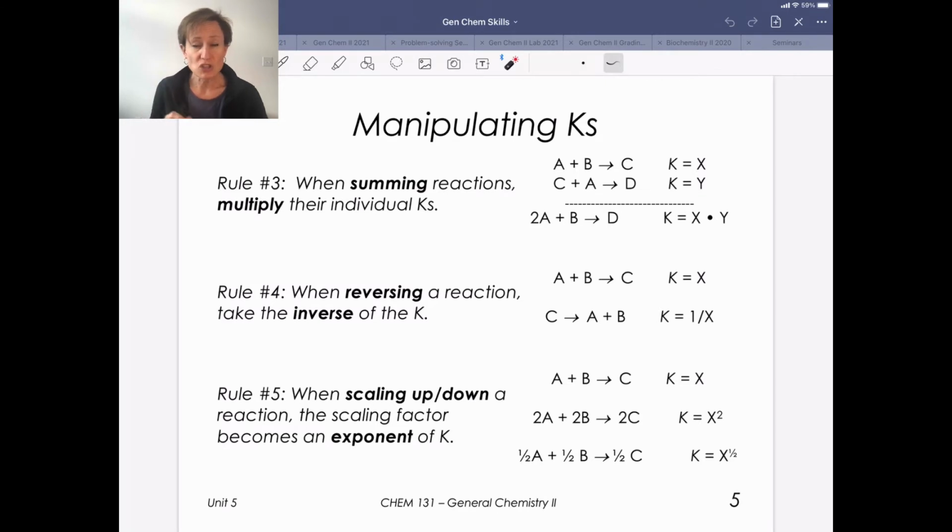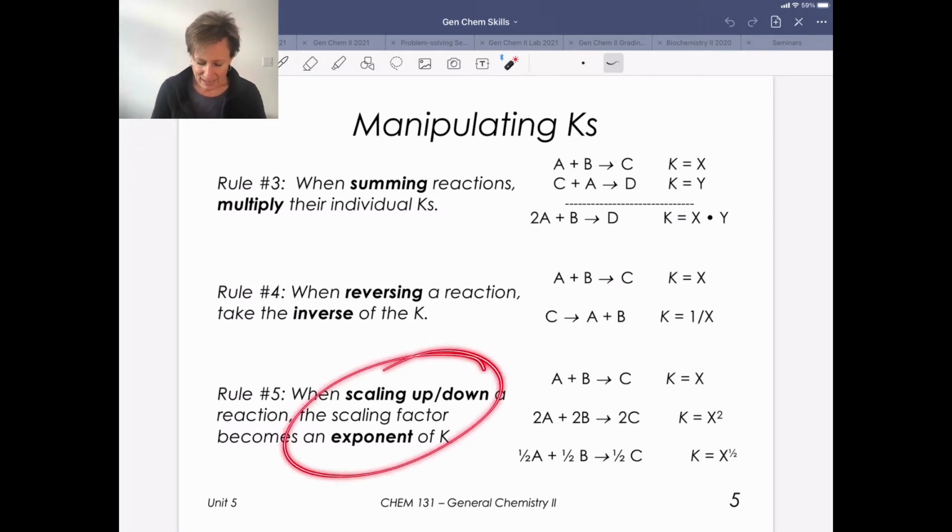So make sure that you can compare and contrast how we manipulate equations and handle the associated parameters or properties of those equations. We handle them differently for enthalpy than we do for equilibrium constant. So summing reactions, we multiply equilibrium constants. If we reverse a reaction, remember with enthalpy, we just put a minus sign there or took the negative of it. For this, we're going to take 1 over it. It's going to be the reciprocal of it.